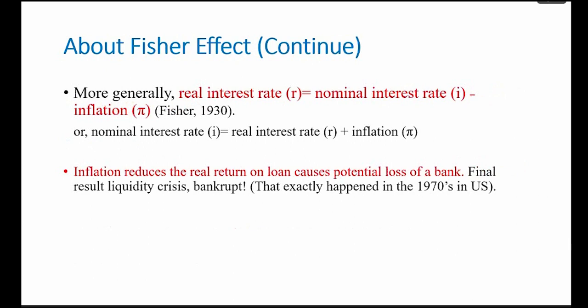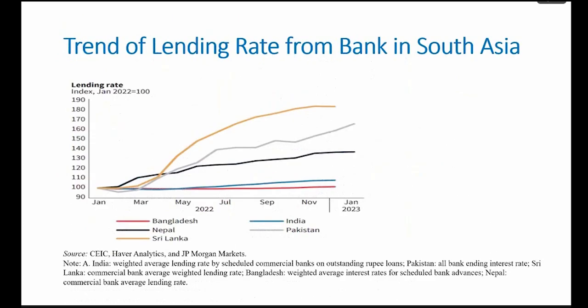More generally, Irving Fisher in the 1930s put forward the theory that the nominal interest rate adjusts with inflation. That means the nominal interest rate is equal to the real interest rate plus inflation. Inflation reduces the real return on loans and causes potential losses for banks. And this exactly happened in the US in the 1970s. There was bankruptcy and a liquidity crisis.